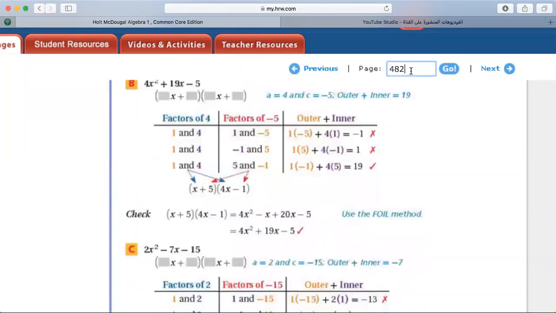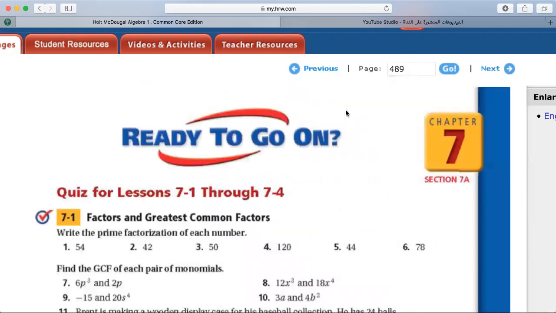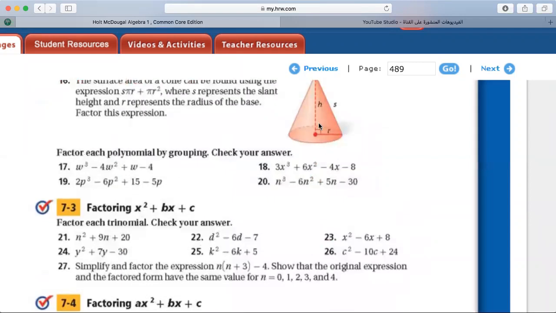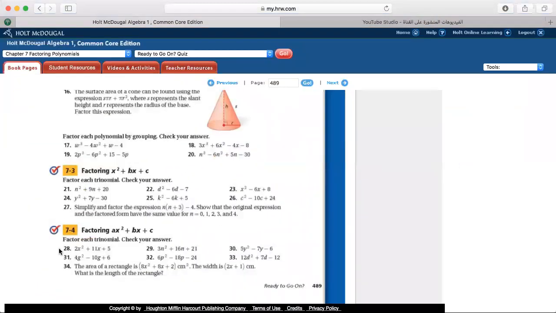Let's start to answer together, page 489. Okay, this one. N, X, whatever the variable that I have, no problem, I will solve it.